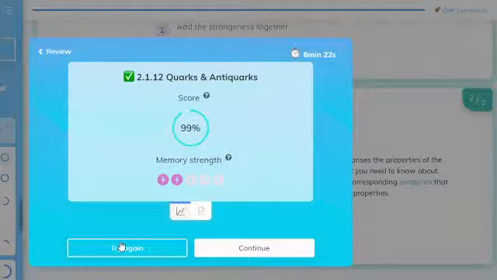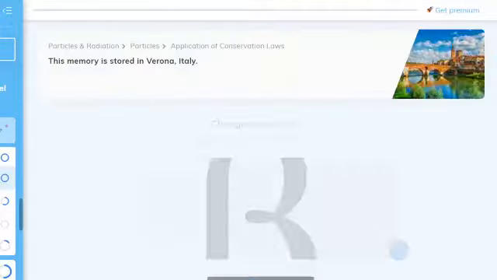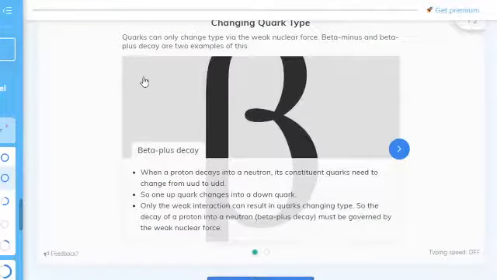So, application of conservation laws. So, how this works is basically changing quark type. Quarks can be changed via the weak nuclear force. Beta minus and beta plus decay are 2 examples of this. So, in beta plus decay, when a proton decays into a neutron, a constituent quark needs to change from UUD to UDD. So one up quark changes into a down quark. Only the weak interaction can result in quarks changing types.